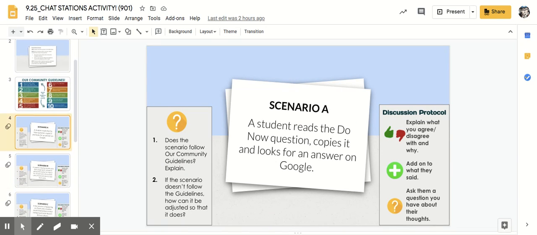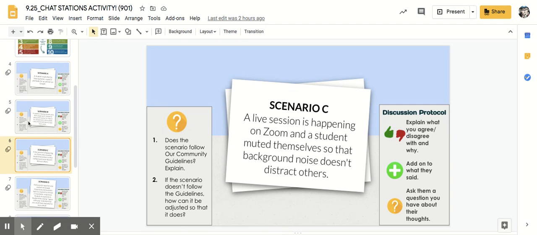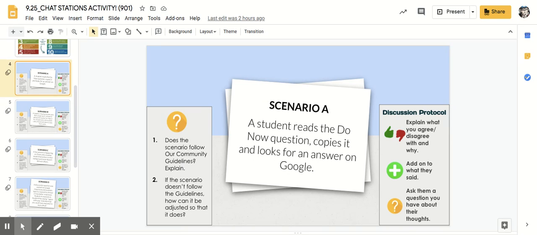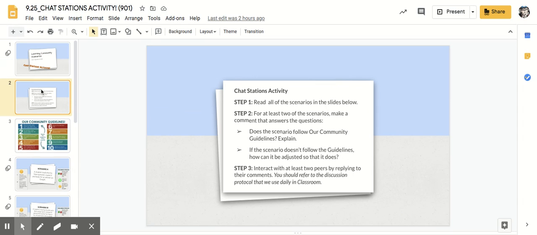So each of the scenario slides look the same. I'm just going to show you scenario A. You would read the scenario. Obviously, you should have already done that. And then, looking at step one, you read all of them, which let's assume I did. Step two, answer these two questions for two of the scenarios.